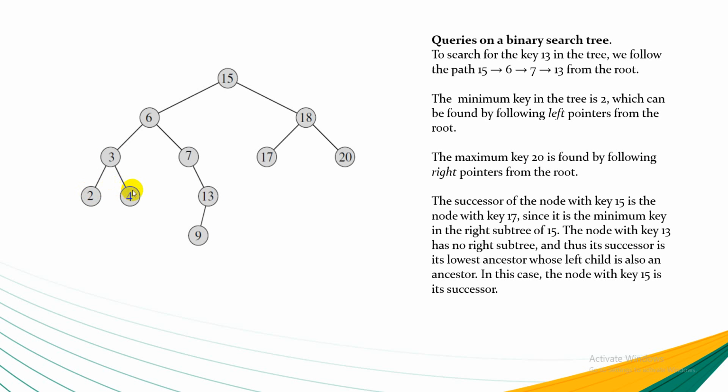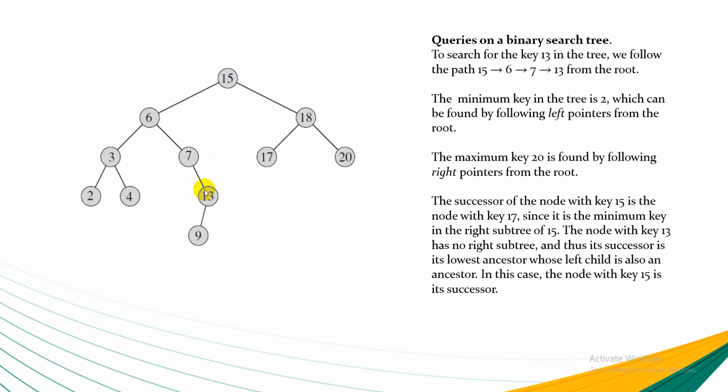Okay. 4, for example: is 4 at the left of 3, which is the parent of 4? Is 4 on the left side of 3? No, this means that 4 is greater than 3, and 3 is not the successor. Then we go and look for the grandparent of 3. Is 3 at the left of 6? Yes, which means that all the elements 3 and 4 are less than 6, and since 3 is not the successor of 4, then 6 will be the successor of 4.